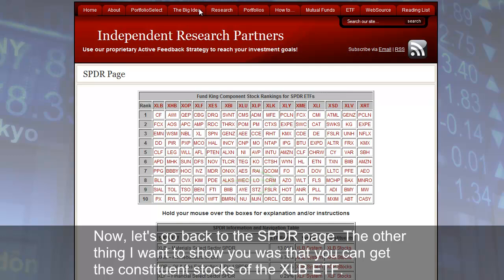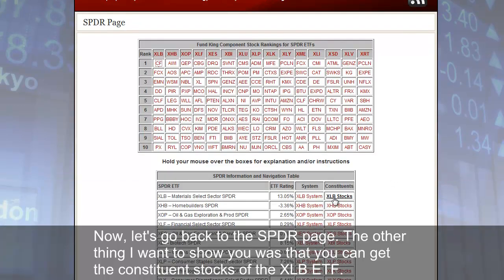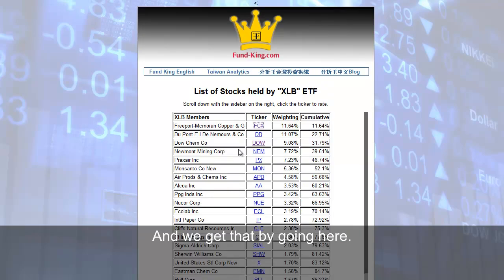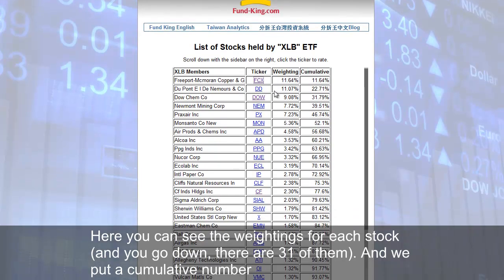Now let's go back to the SPDR page. The other thing I wanted to show you was that you can get the constituent stocks of the XLB ETF. And we get that by going here. And here you can see the weightings for each stock, and you can go down. There are 31 of them.